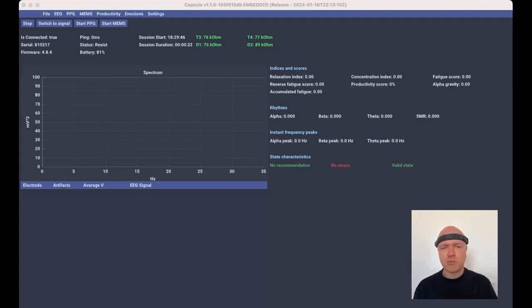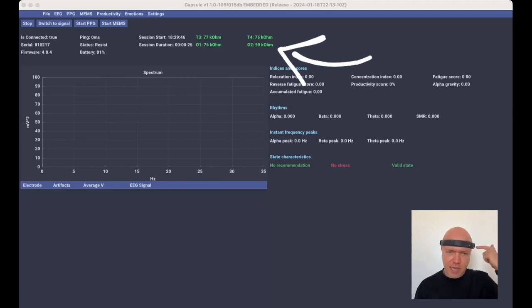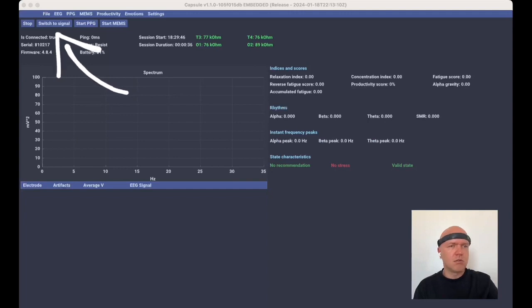To start the calibration process, we need to check the resistance of the electrodes in the device that I have on my head. If the resistance is below 500, the numbers turn green. As you can see, the resistance numbers are currently green, which means we can proceed to switch to the signal. So let's press the switch to signal button.